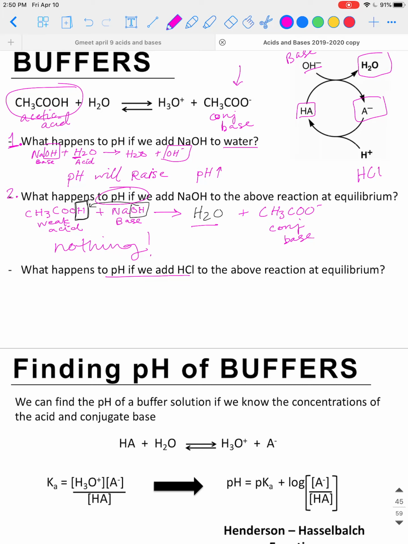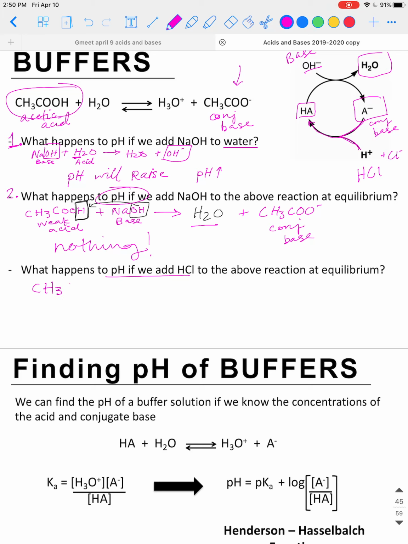Well, we know HCl, if we look at the buffer diagram up here, HCl will dissociate into H plus and Cl minus. And the arrows show us that the conjugate base is going to join up with the H plus, see these two lines coming together, and make more of the weak acid. That's how it will respond. It'll scoop up the H plus from HCl and make more weak acid.